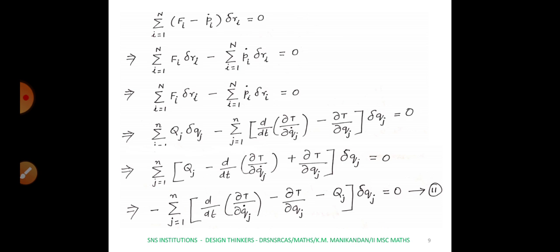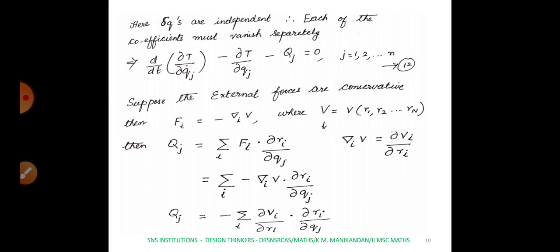So finally we get summation j equal to 1 to n of Qj minus d/dt of ∂T/∂qj dot. You multiply the term inside, minus, minus gives plus ∂T/∂qj, into δqj. So we have taken the minus sign from all the terms. You get summation j equal to 1 to n of d/dt of ∂T/∂qj dot minus ∂T/∂qj minus Qj, into δqj equal to 0. Name this equation as 11.